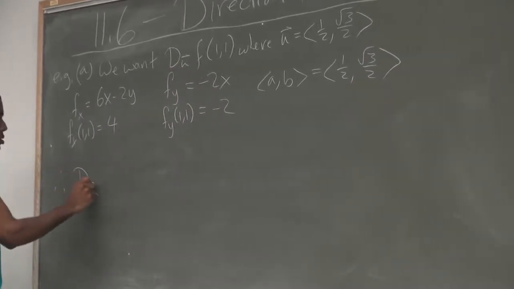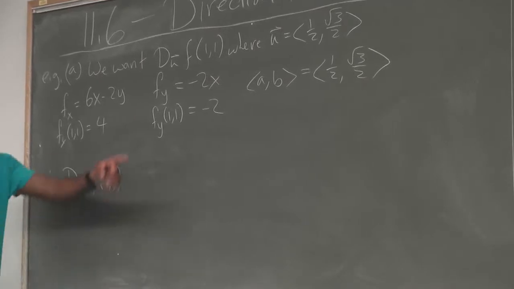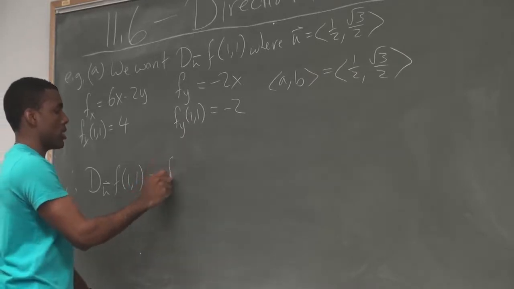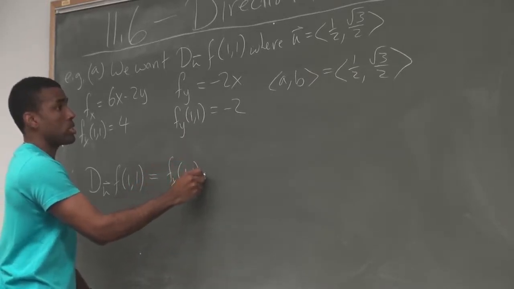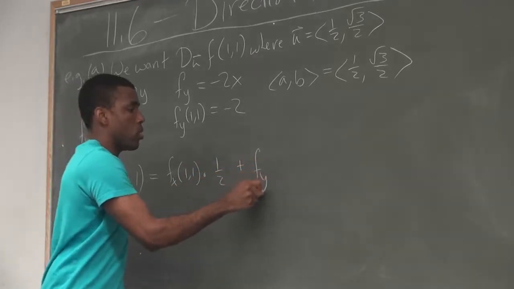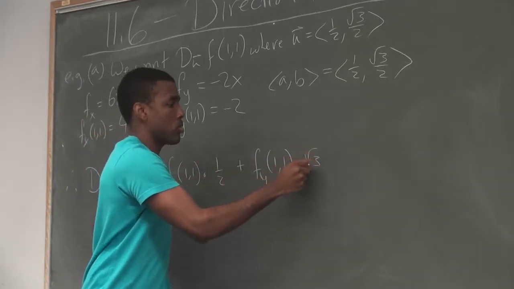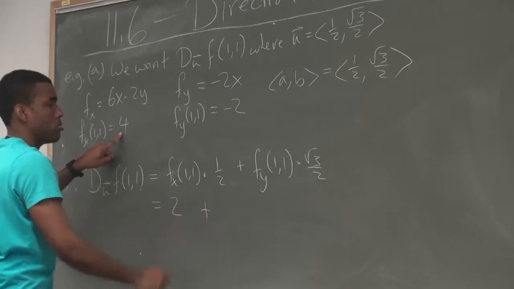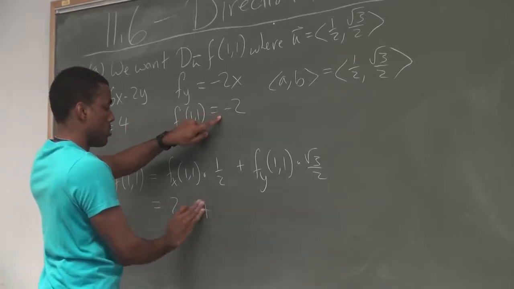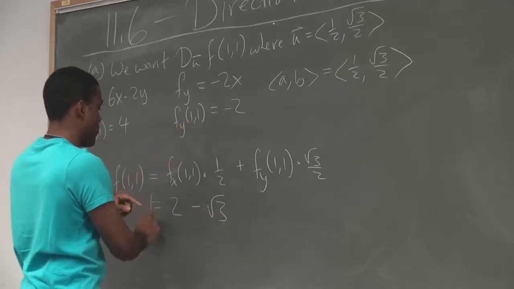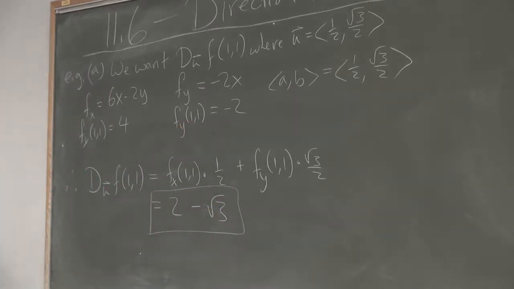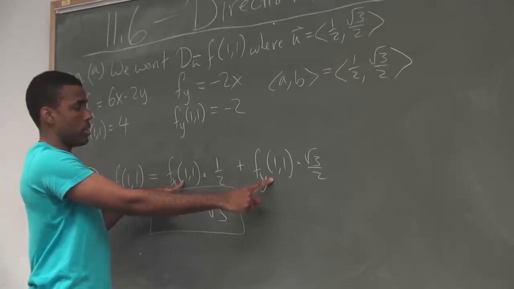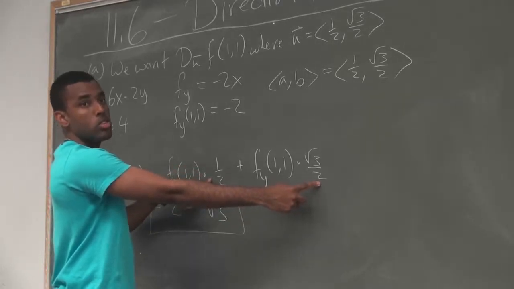Therefore, your directional derivative at the point (1, 1) in the direction (1/2, radical 3 over 2) is going to be equal to f_x at (1, 1) times 1/2 plus f_y at (1, 1) times radical 3 over 2. That's 4 times 1/2, which is 2, plus minus 2 times radical 3 over 2, minus radical 3. That's your answer.